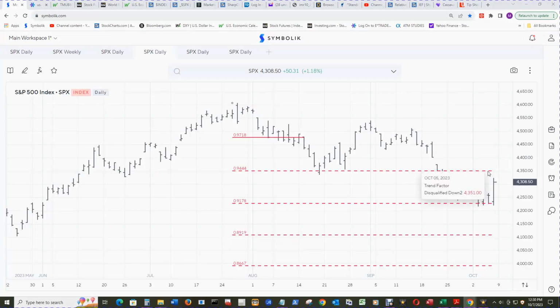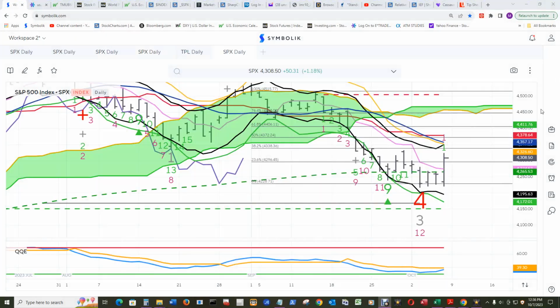And the disqualified trend factor down 2 is right there too at 4351, and a move above that for price and a close above it will stop these trend factor downs, and we'll have to build a new one wherever price ends up to the upside. So this is a big level here, 4351, and again coincides with the cloud at 4355.53, 26 bars back concerning the lagging line.